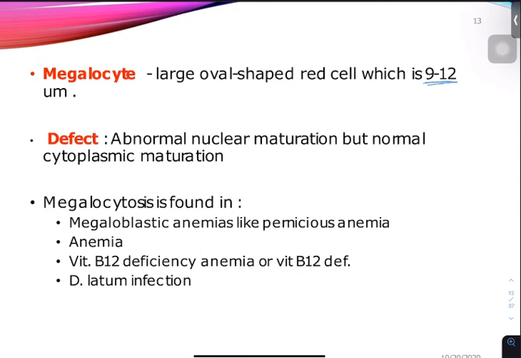Okay? Megalocytosis is found or depicted by your megaloblastic anemia, like your pernicious anemia, okay? Your common anemia, vitamin B12 deficiency, okay? And Diphyllobothrium latum infection. Bakit? Matakaw si latum sa RBC.